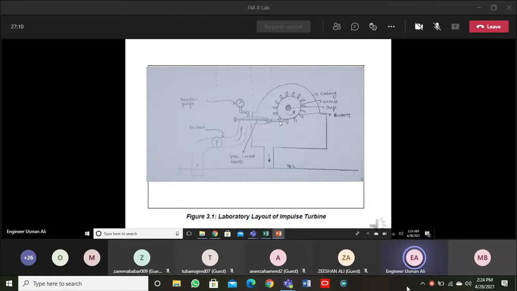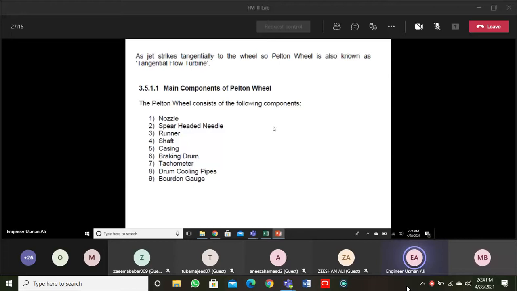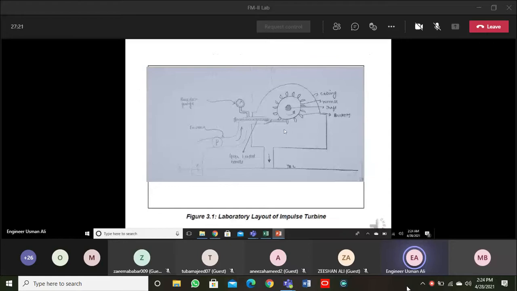As I mentioned, we can have more than one nozzle, so we can have more than one jet. The jet of water strikes on the splitter of the buckets. If you see this diagram, these are the buckets of the Pelton wheel. This is the runner of the Pelton wheel, and these are the buckets. If you see this elevation of the bucket, at the center there is a splitter. The bucket of the Pelton wheel has two compartments, two parts, and at the center there is a splitter, a sharp edge.